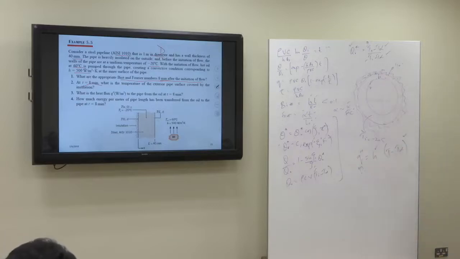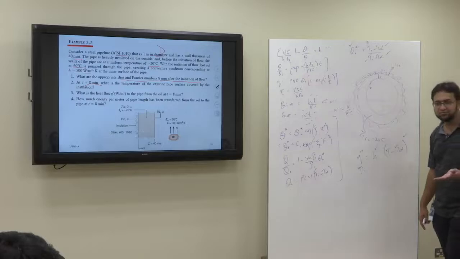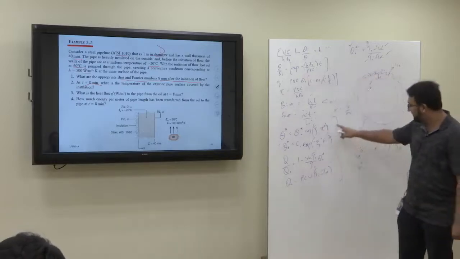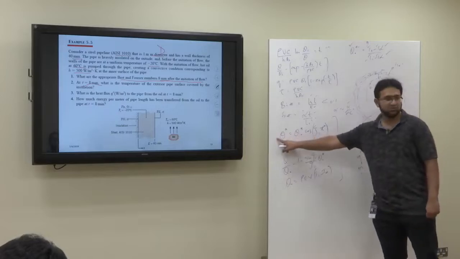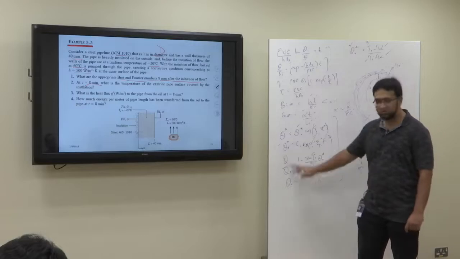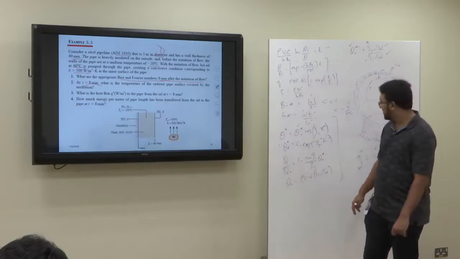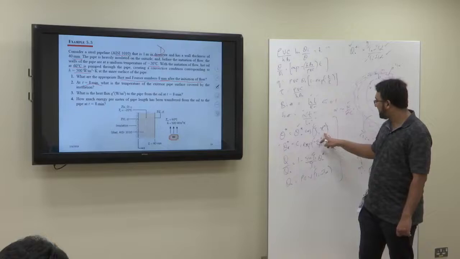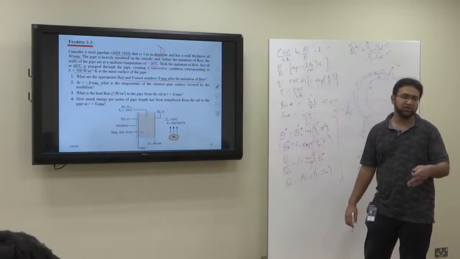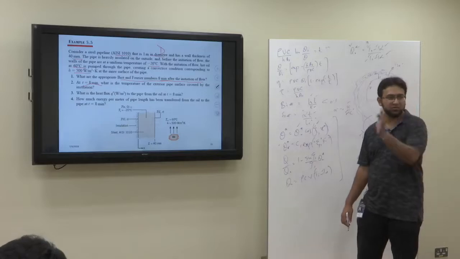Now finding T is like finding theta. So we already have theta naught star, which we already found out, right? And we already have eta 1, because for finding theta naught star we already got eta 1 and C1.